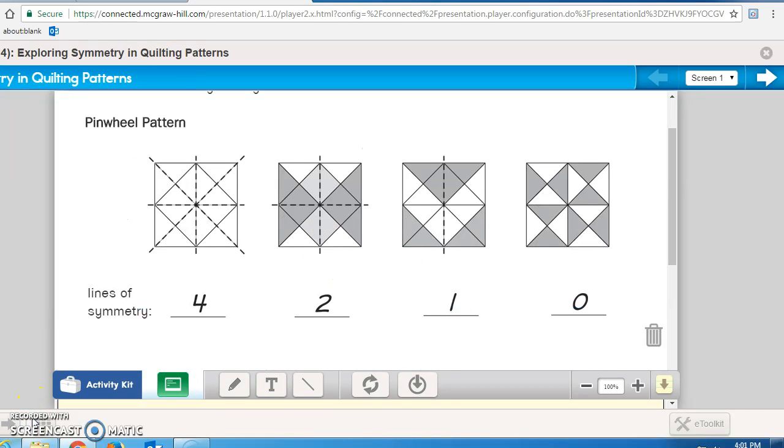So on Math Journal page 280, you should be looking at what I just showed you. The lines of symmetry for this pinwheel pattern was 4. For this one, because of the shading, it was 2. Again, because of this one with the shading of gray, it was only 1. And for this final one, it is 0.